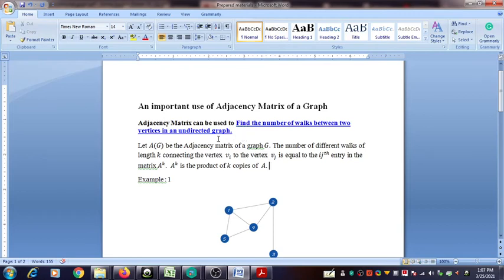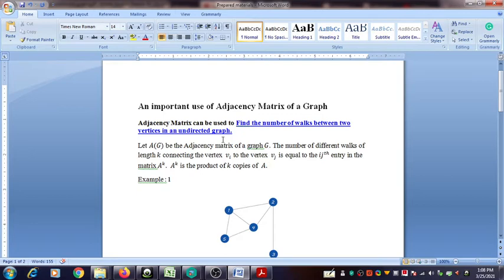Hello, welcome. In this video we are going to discuss an important property of the adjacency matrix of a given undirected graph, and that property is stated here. The adjacency matrix can be used to find the number of walks between two vertices in the undirected graph.